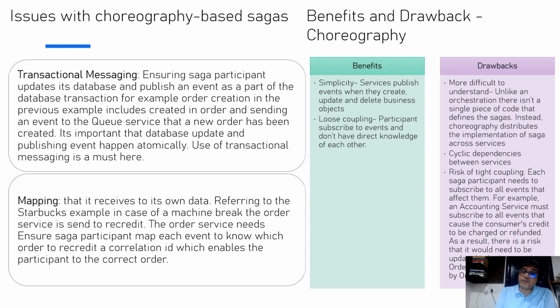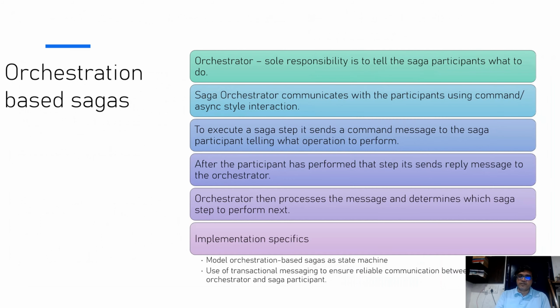But in the case of choreography, since all the logic resides somewhere else from a decision-making standpoint, there is a high chance that trying to read that code can be a really complicated affair. Cyclic dependencies are very often created if you're not designing the system well. There's also the risk of tight coupling, since each Saga participant needs to subscribe to all the events. So that's another area.